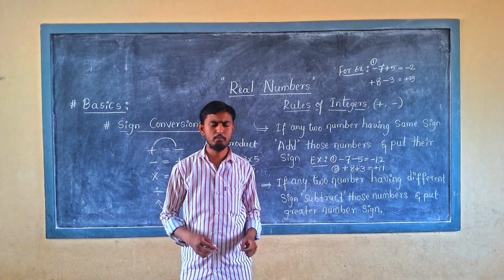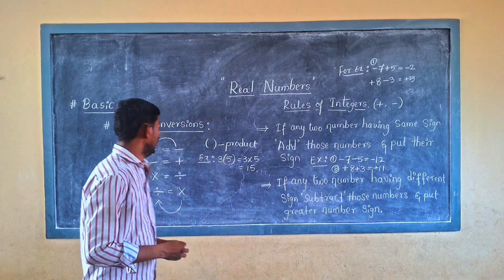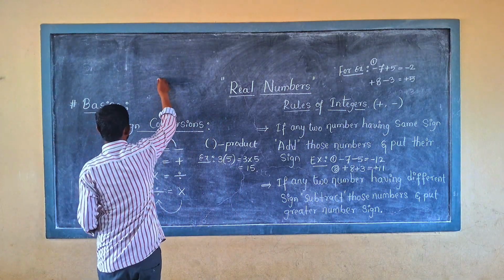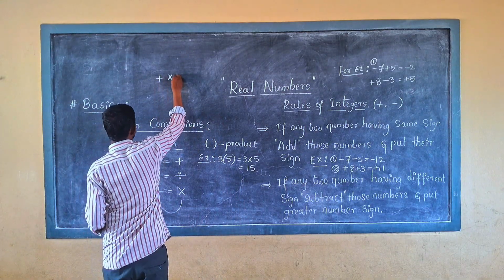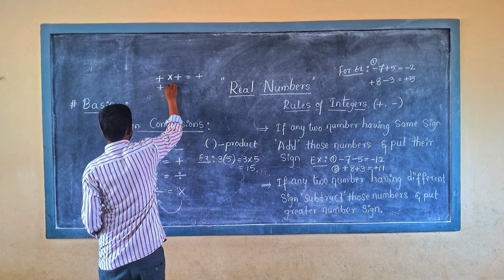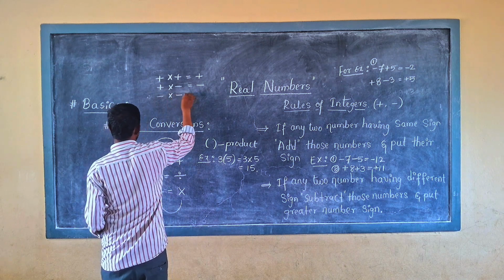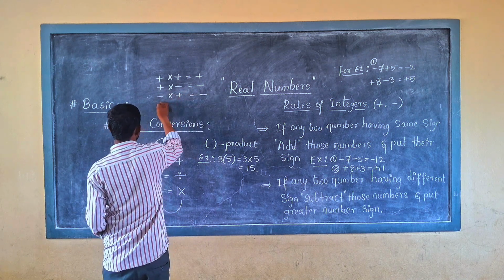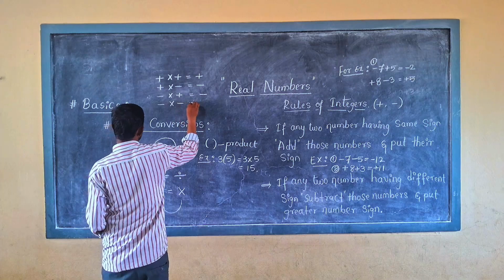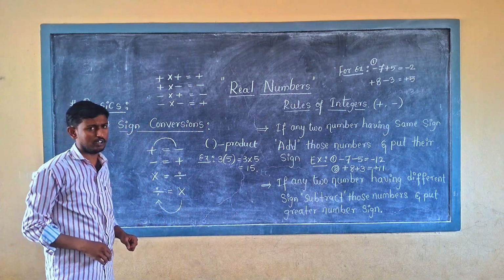And also the multiplicative sign changes: plus into plus is equal to plus, plus into minus is equal to minus, minus into plus is equal to minus, minus into minus is equal to plus. This is the multiplicative sign conversion.